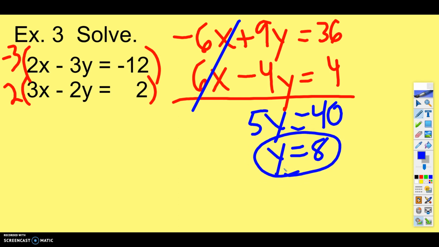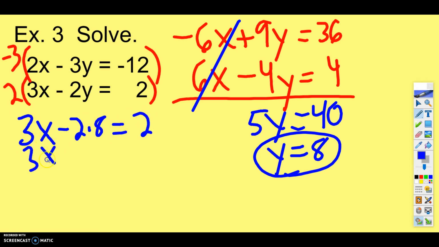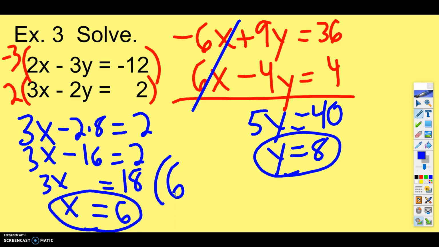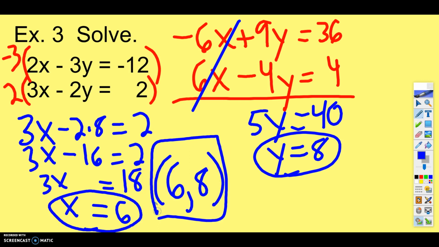So that's done. Not right quite yet. So then pick one of your equations. Really doesn't matter. The bottom might be a little bit easier to solve. So I'm going to take 3x minus 2 times 8, and that equals 2. So I'm going to solve that. 3x minus 16 equals 2. You can run out of space. So 3x, I'm going to add 16. Normally I'd show that step. And so I get 18. And then x would equal 6. So the solution to my system, and I can check it in both, is the ordered pair 6, 8 that satisfies this right here.